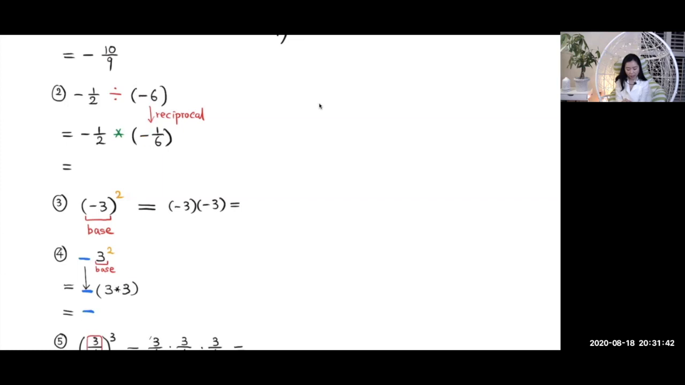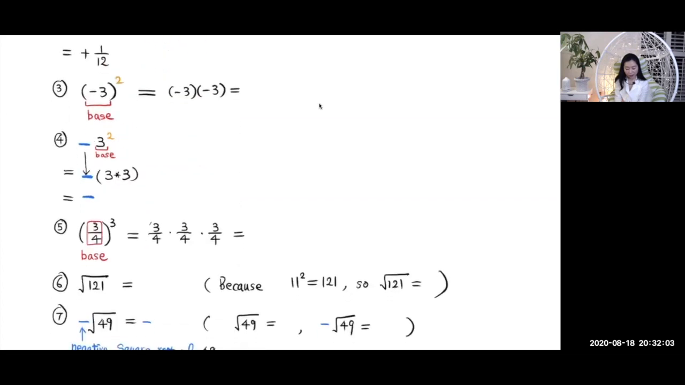Now after that, you're going to multiply across. Negative times negative is going to be positive, so the result here is going to be positive. 1 times 1 makes 1, 2 times 6 makes 12. So it's +1/12.